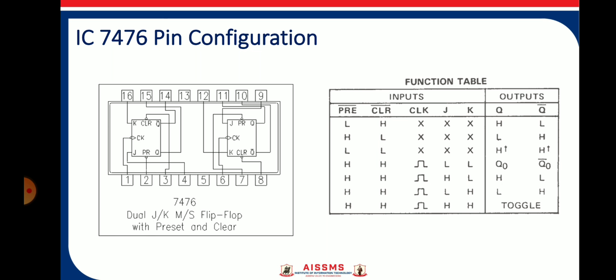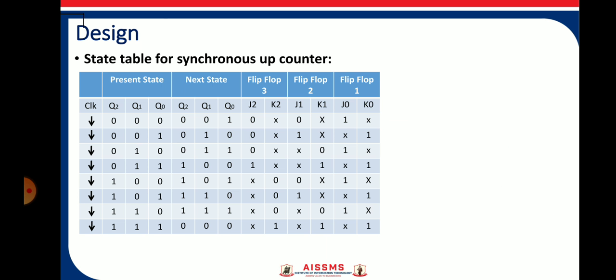If both the preset and clear pins are connected to logic 0, it will not work in a proper manner, which is case 3, condition 3 as described in the table. To get the output of a normal JK flip-flop according to the truth table, we have to connect the preset and clear pin to logic 1. By considering this configuration of a 7476, we are going to implement a synchronous up counter.